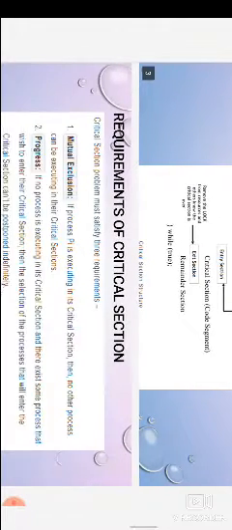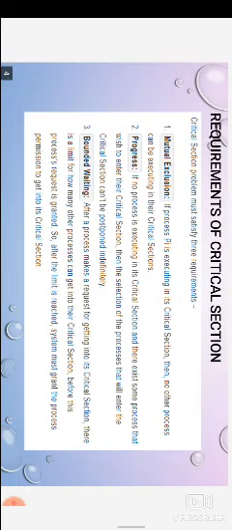Then, the requirements of the critical section. That is, mutual exclusion. Mutual exclusion is nothing but: if process Pi is executing in its critical section, then no other process can be executing in their critical section.